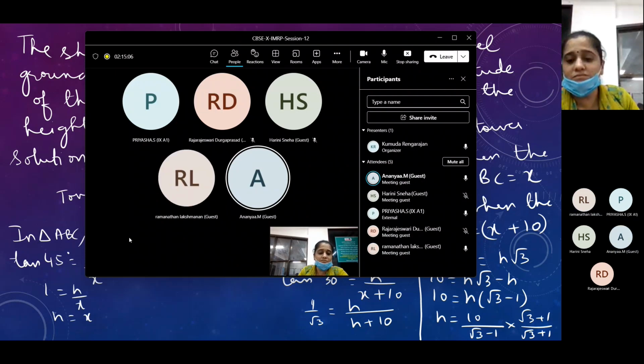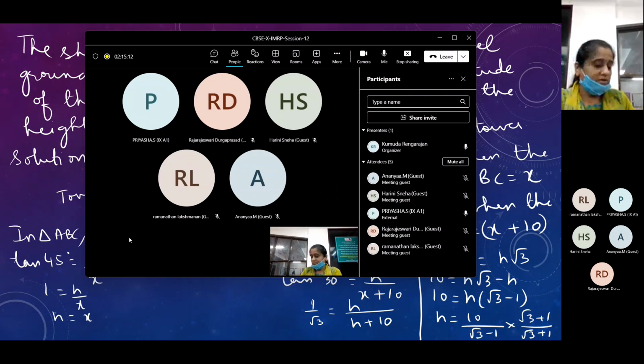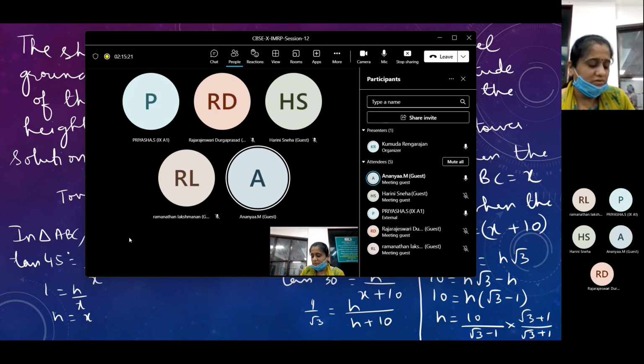13.65 meters. Okay. All right. So 5 into 2.732, right? 5 into 2.73. What did you get? 13.65. Yeah, 13.66. So fine. All right, Ananya.